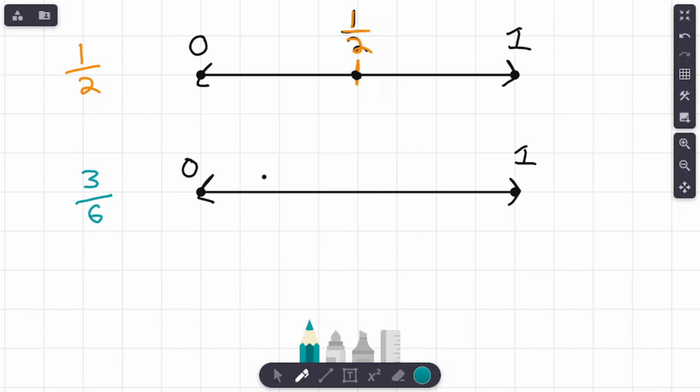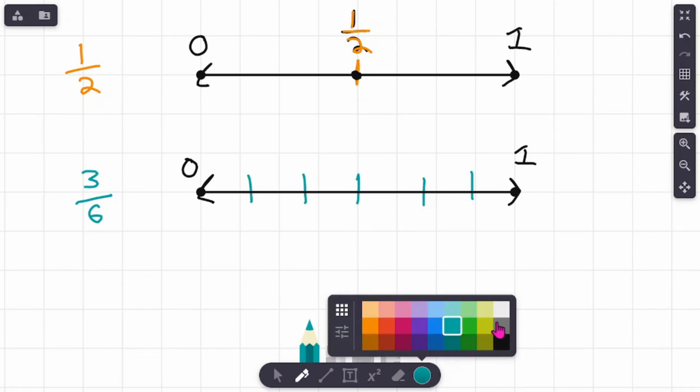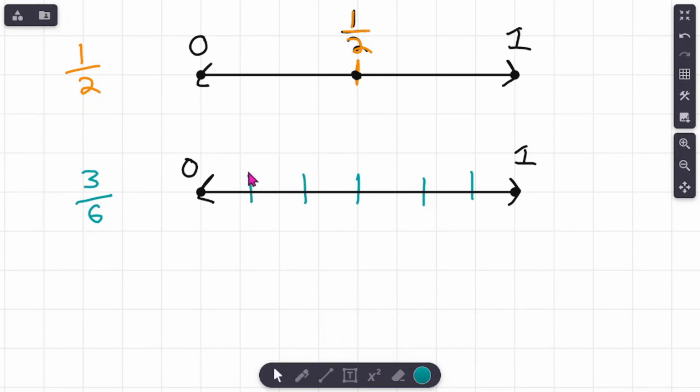Okay, so here we go. I always do my middle one first, or the 3, because I had to do 6 of them. So there's a third one. There we go. Boom. All right. Now, I've got 6 of them up here. Let me prove it to you that I've got 6. 1, 2, 3, 4, 5, 6. I've got 6 equal sections.